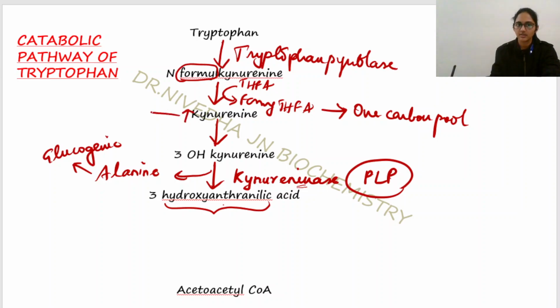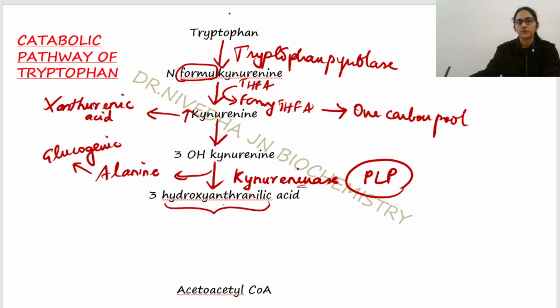Now if this step is blocked, so kynureninase is blocked, your kynurenine is getting elevated in the circulation, which can form xanthurenic acid. Now you will find xanthurenic aciduria, xanthurenic acid in the urine, in case of pyridoxal phosphate deficiency.